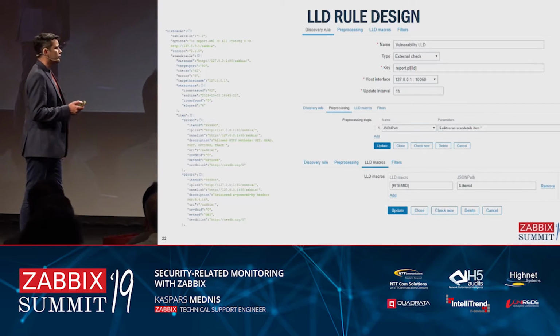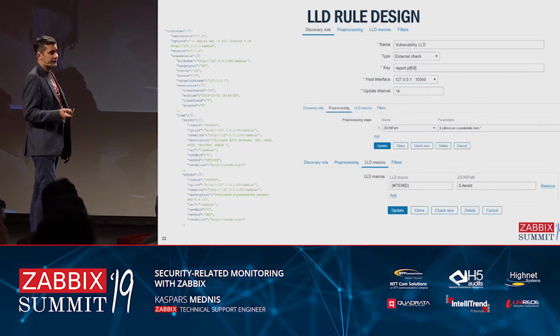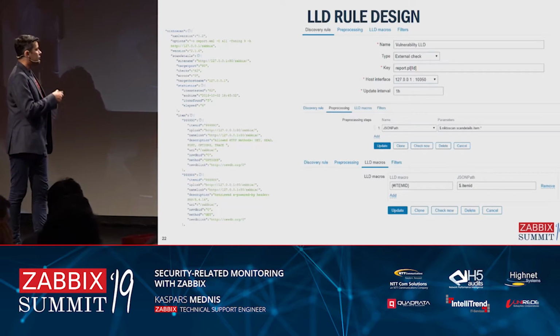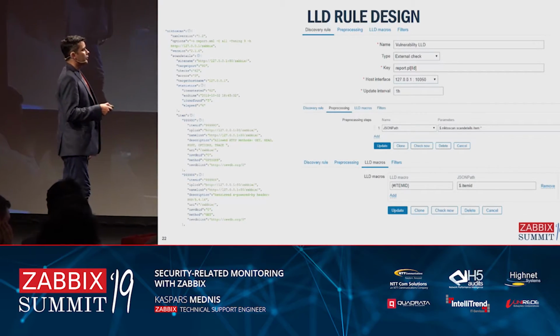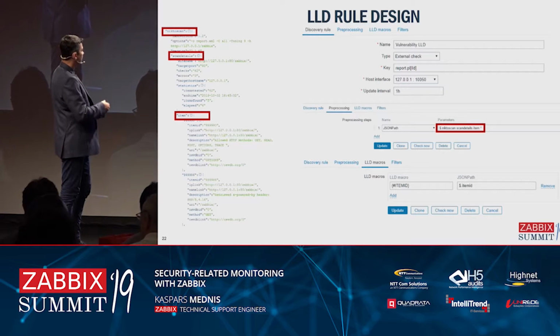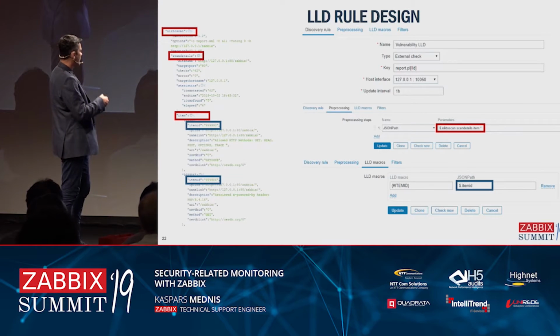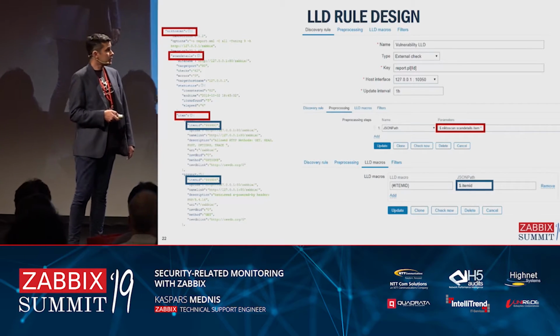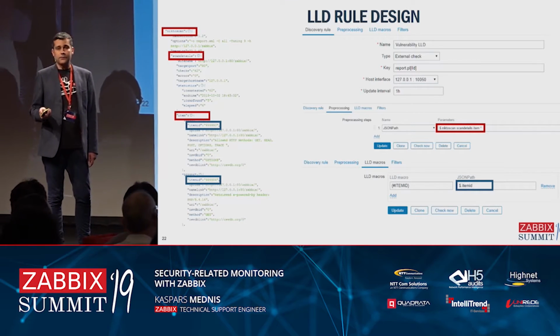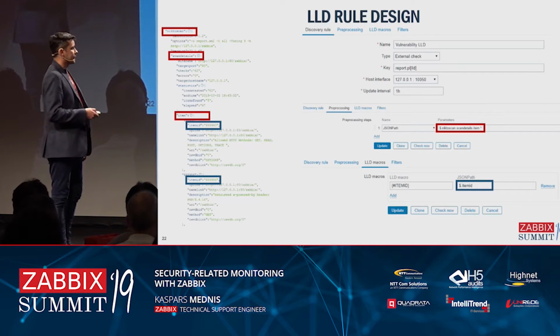I will not go too deeply technically, because today there were a lot of speeches about LLD, but this is a JSON file. Here you are doing some discovery. Here you are extracting JSON path. Yes, here is a JSON path. Then you're creating some macros. And actually, it will start working out of the box without any need for additional scripting or things like that.